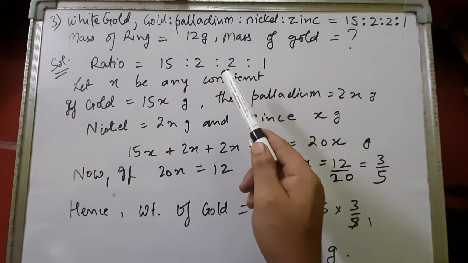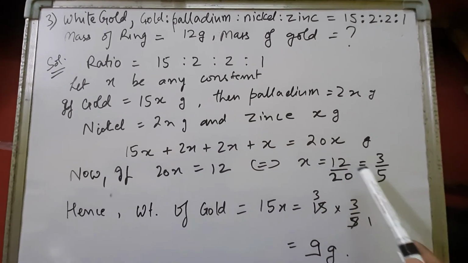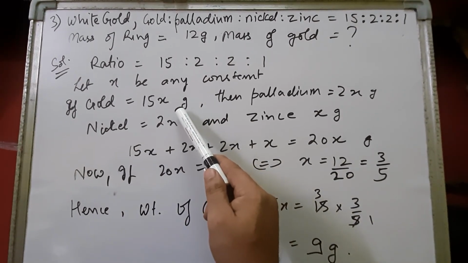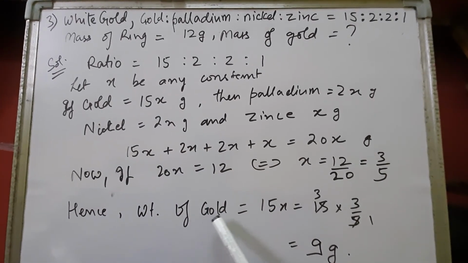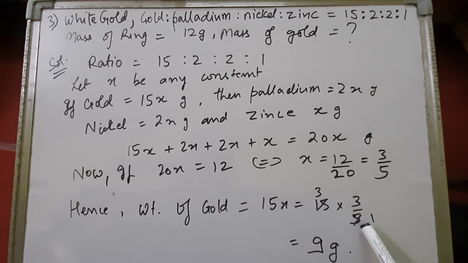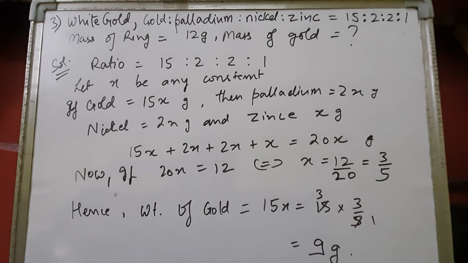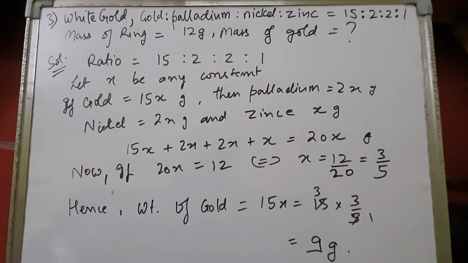From this mixture, the weight of gold is 15x. And we got the value of x. Now when we put this x value here, we can calculate the quantity of gold in the ring. So the weight of gold will be 15x, that is 15 into 3 by 5, right? 5 3s are 15, that will be 9 grams. Right, children? Note down, do all the work in your notebooks, right?